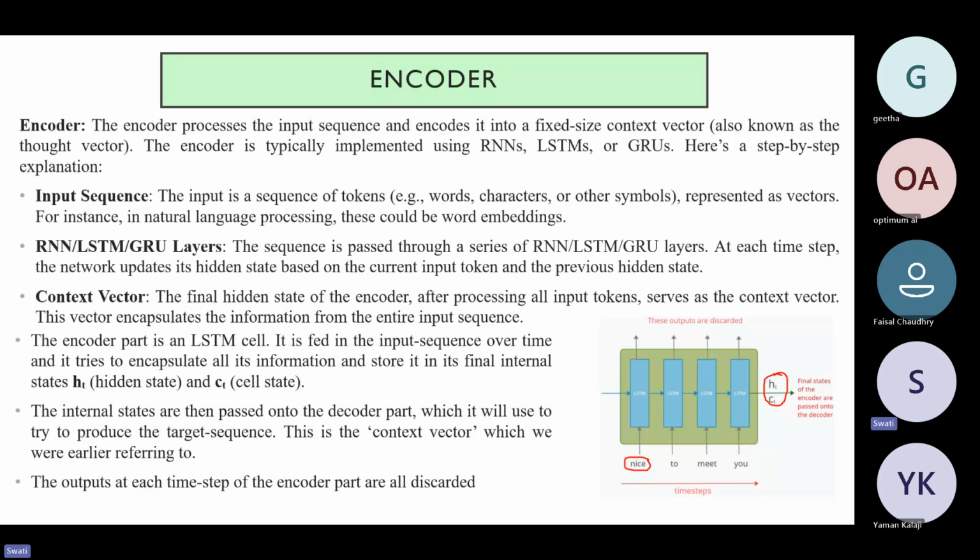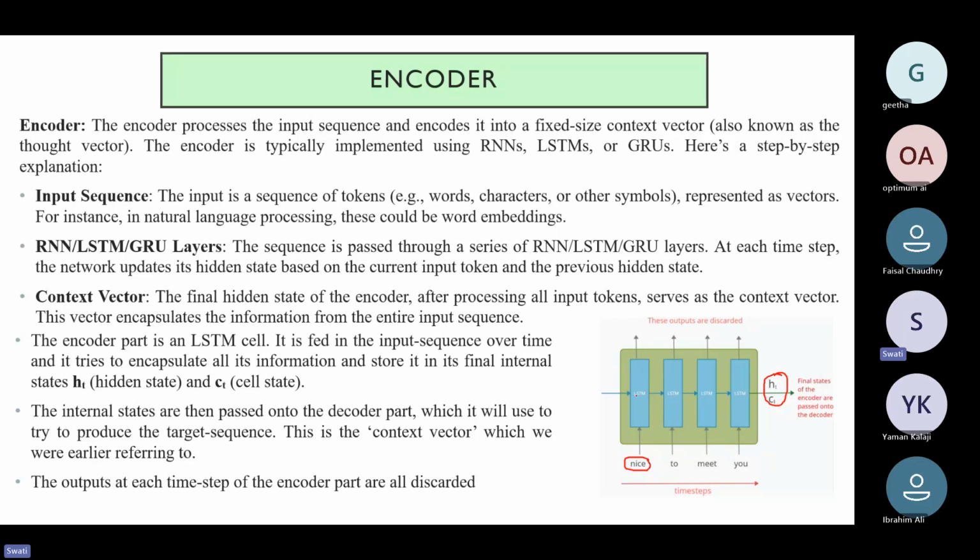Now this encoder itself consists of LSTM cells. It is not necessarily LSTM; there could be GRU cells as well, or RNN. But RNNs suffer from the vanishing gradient problem, as we discussed yesterday, so they are not commonly used. Mostly they use LSTM and GRU, and the most common is LSTM.